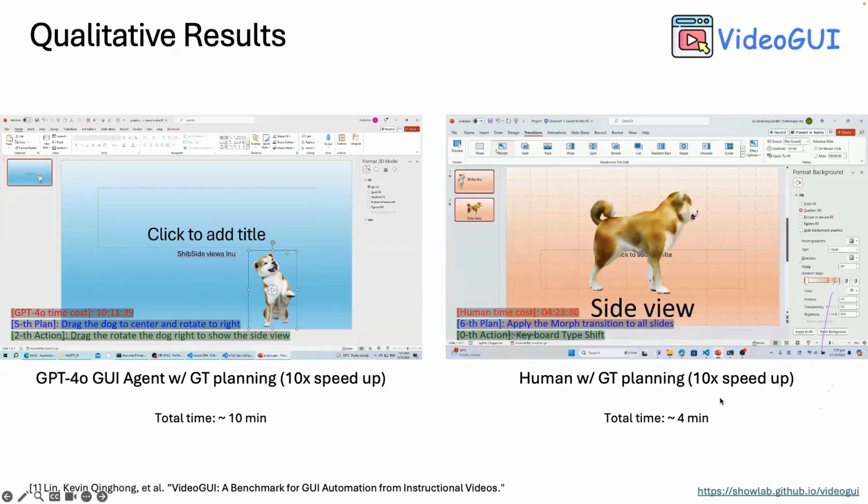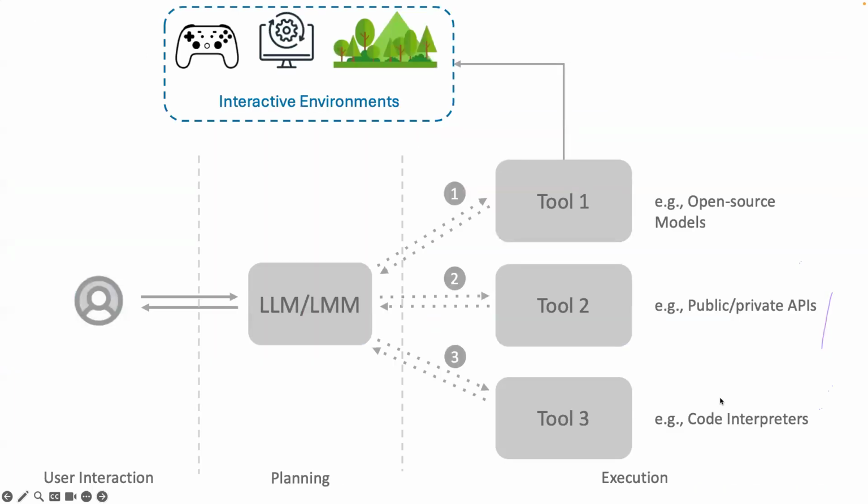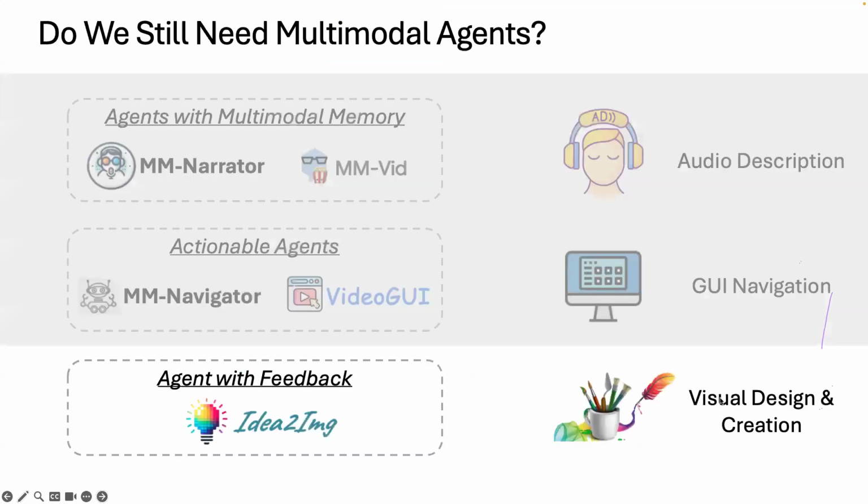So one might think, what if the GUI agent can revise its plan as it executes, or its action based on the outcome of the previous action? And that leads to the last part of our talk. It is the same framework again, and this time the brain of the agent can receive feedback from the interactive environment and use it to revise its plan. And in this part, we'll introduce Idea to Image, an agent with feedback for visual design and creation.